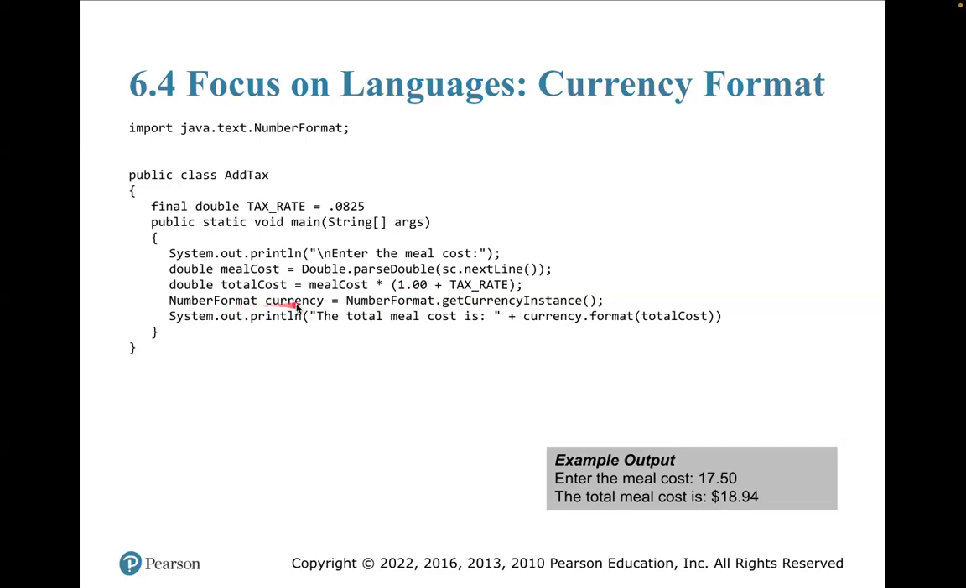In this case, we actually create a currency formatter object, it's called a NumberFormat. This is the data type of the currency formatter object. And we assign it to an instance of the NumberFormat.getCurrencyInstance. In this case, this is using the default locale. We don't specify what country or what location we're in, so it uses whatever the location of your computer is, probably the United States. And so then that will use whatever the currency and currency formatting rules are for wherever your computer is located.